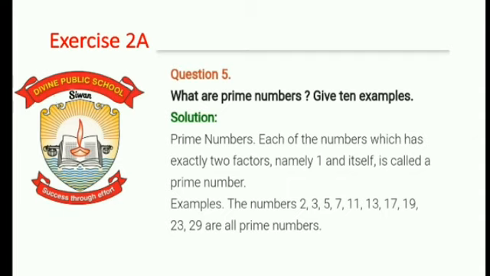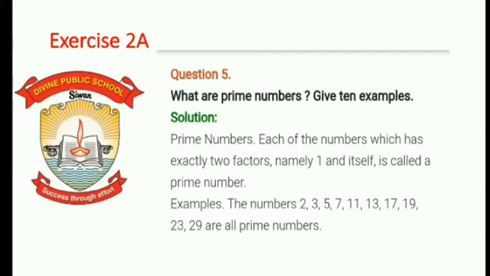Here we are going to discuss the fifth question of this exercise. What are prime numbers? Give 10 examples. Each of the numbers which has exactly two factors, namely 1 and itself, is called a prime number. For example, the numbers 2, 3, 5, 7, 11, 13, 17, 19, 23 and 29 are all prime numbers, which have exactly two factors, 1 and itself. Here you can see these numbers have exactly two factors, 1 and itself.